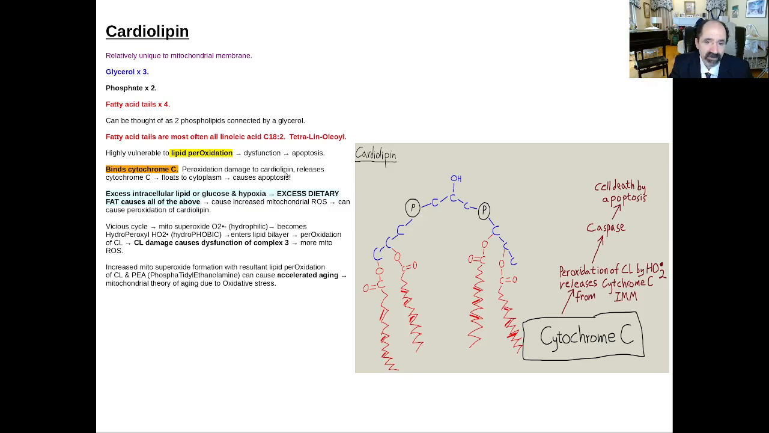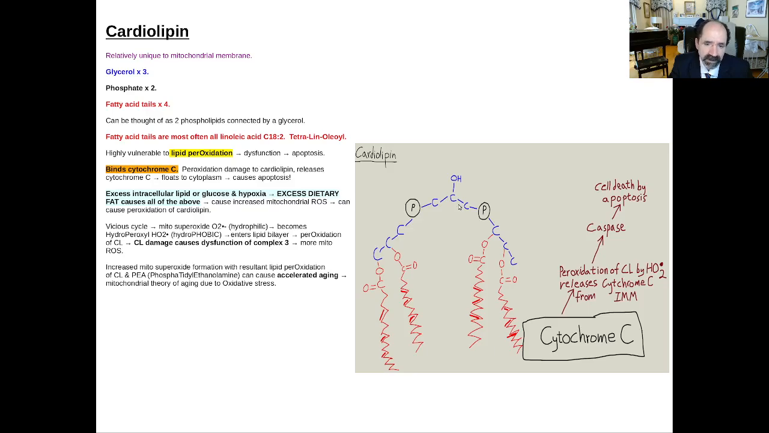It has 3 glycerols in it. So glycerol is like propane triol. Okay, a 3-carbon molecule, and a typical phospholipid would be like what we see here on one side: the 3 carbons of glycerol attached to a phosphate, and then 2 fatty acid tails. That's your typical phospholipid. What's unique about cardiolipin is there's another glycerol stuck right here in the middle, and it attaches it to another phospholipid. So it's really like 2 phospholipids stuck together by a glycerol in the middle.